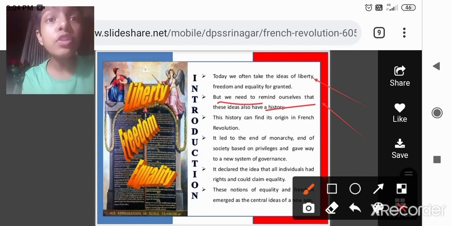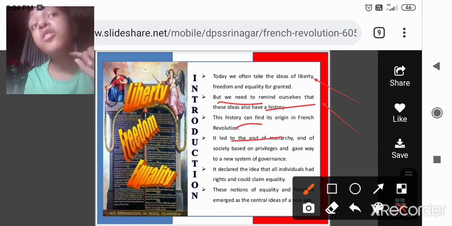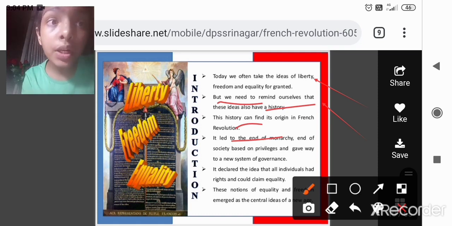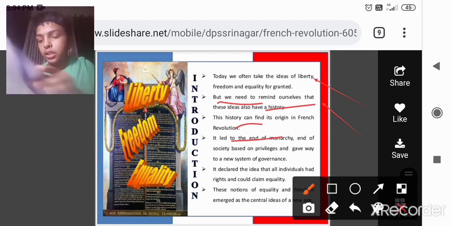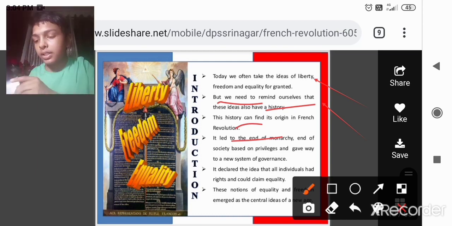And for the French Revolution, we will be having 3 sessions: 1, 2 and 3. Now we are going to see that this history can find its origin in the French Revolution. It led to the end of monarchy, the end of a society based on privileges, and gave way to a new system of government. The monarchy in France was ended. That is the fourth topic of the NCERT book: France abolishes monarchy and becomes a republic.